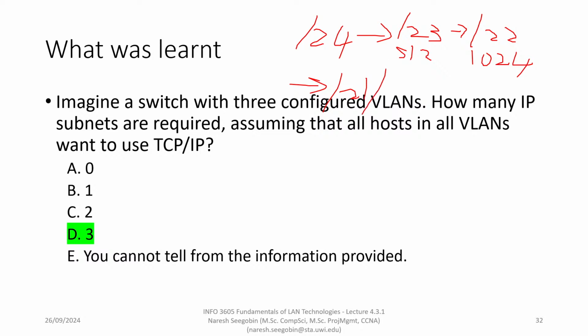A /21 is basically 2048. A /20 should be 4096. Quick question, is this greater than or less than 5,000? Less than, right? So we'll have to go to the next step and double that. The next step is a /19.